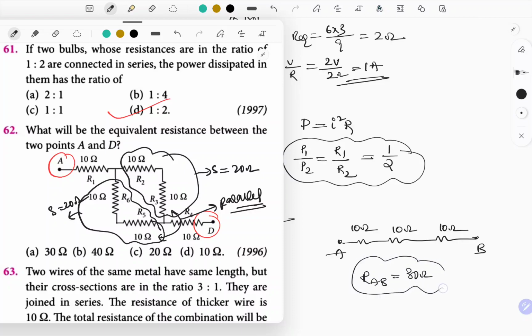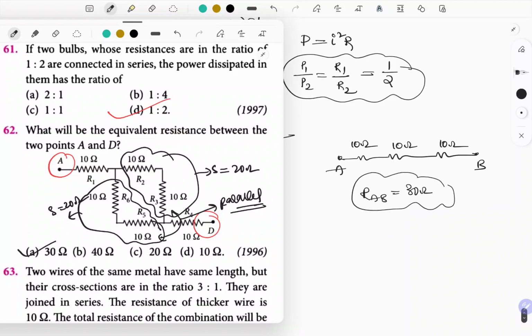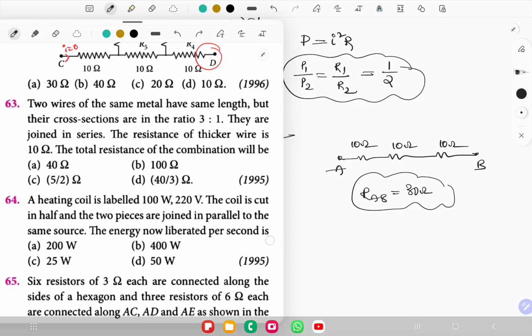This is the correct answer. Got it? So which option matches? Option A is the correct answer. Just check out once again. As they are asking resistance between A and D, B and C elements can be removed. Okay. Now this is one series combination. Equivalent resistance is 10 ohm. The 10 ohm resistance is connected in series with the remaining resistors. So answer is going to be 30 ohm. Let's move on to the next question.